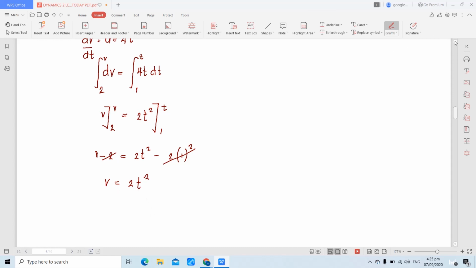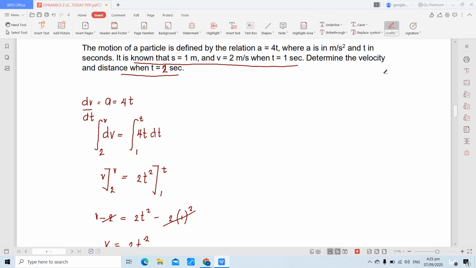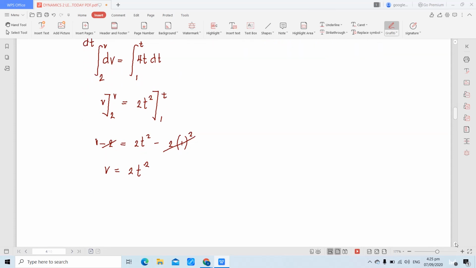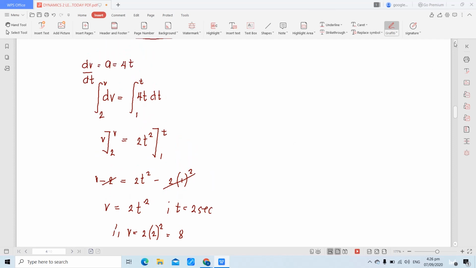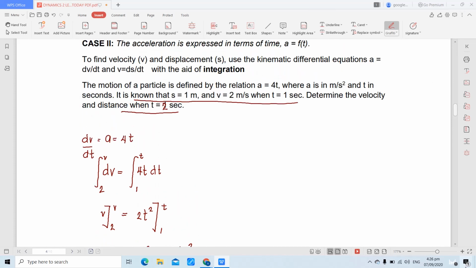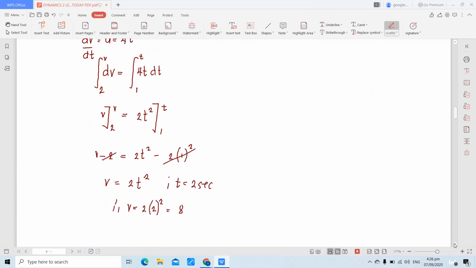Tingnan natin yung requirement. Ano sinasabi? Determine the velocity after 2 seconds. So, substitute the value of time t equivalent to 2 seconds. So, therefore, velocity is equivalent to 2 times 2 quantity squared. Anong value yan? 8. And what is our unit? That is in meter per seconds. So, that is our first requirement.